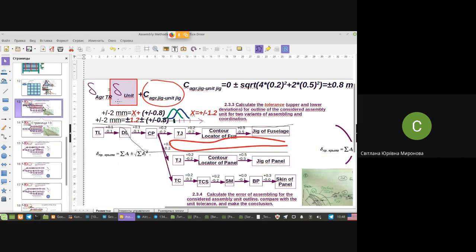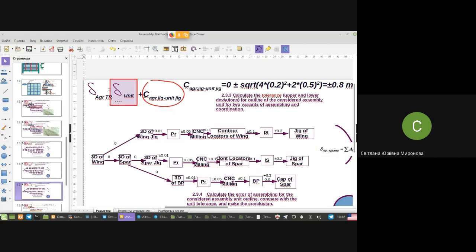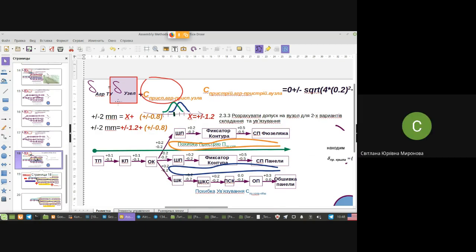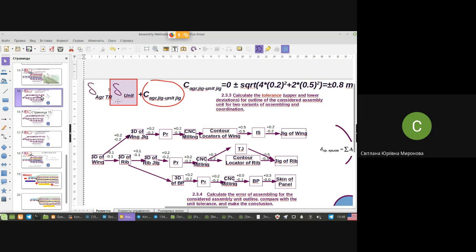where is it? We have seen it somewhere for a rib, yeah? What? For a spar. Well, you see, spar. Yes. No, in Ukrainian already, sorry.